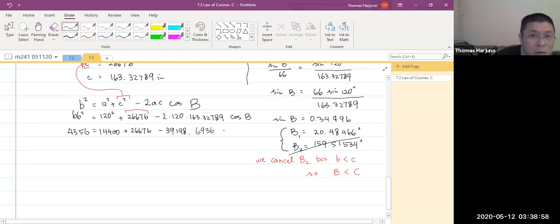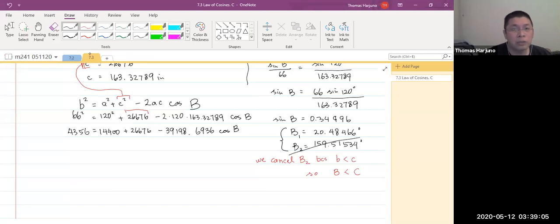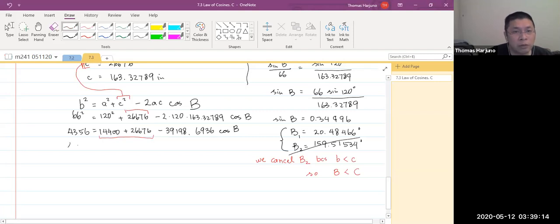39,198.6936 cosine b. Now I will rearrange. Let me add these two first. I will add these two first. So we'll add these two first. So that is 40... From here it is arithmetic or algebra. So that's 41,076 minus 39,198.6936 cosine b.